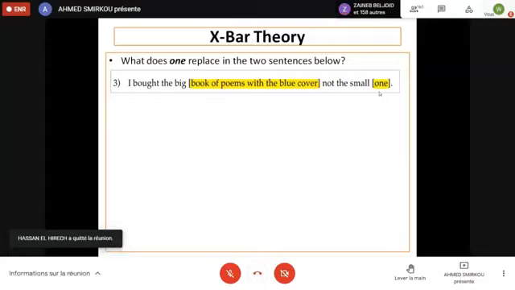So here, remember the constituency test. We said if you can replace a group of words with one element, it means that that group of words forms a constituent. This is the first thing. The second thing, if a group of words forms a constituent, it must be included within one node. It must be branched from one node. Okay? So here, one replaces only book of poems with the blue cover.